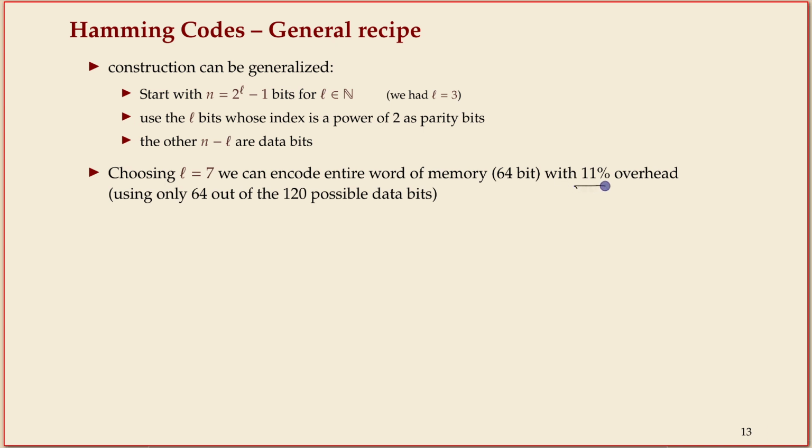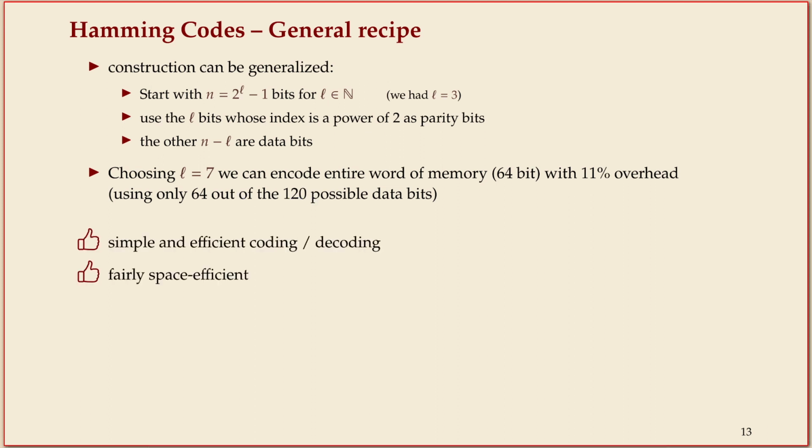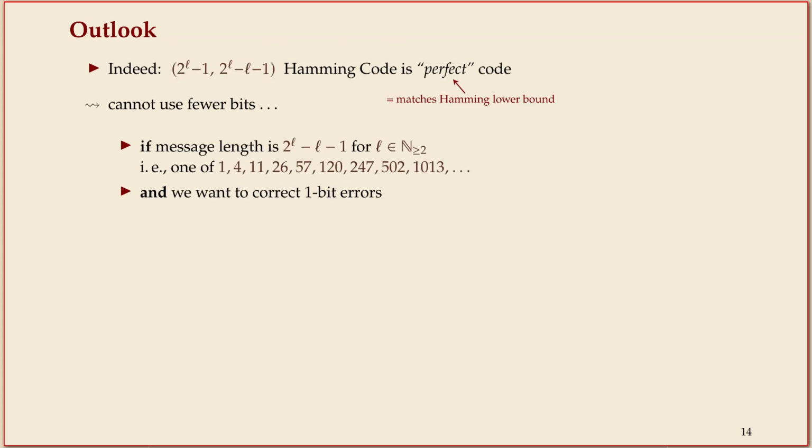That's how I came up with these 11%. If you set L to 7, you can correct any 1-bit error in 120 bits. And a standard computer memory word would be 64-bit. So if you want to protect that, you need this 11% overhead, even though you're not actually using all the data bits you have. So overall, Hamming codes are simple enough to implement in hardware, and they massively reduce this overhead from just tripling everything. That's why they're fairly widely used.